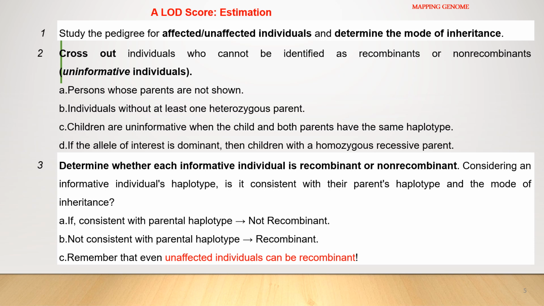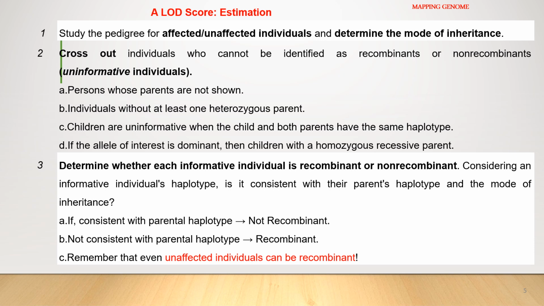Steps to calculate LOD score. First, study the family history for the particular case and draw the pedigree to identify the affected and the unaffected individuals. Then determine the mode of inheritance. Second, cross out the individuals whose information is incomplete.